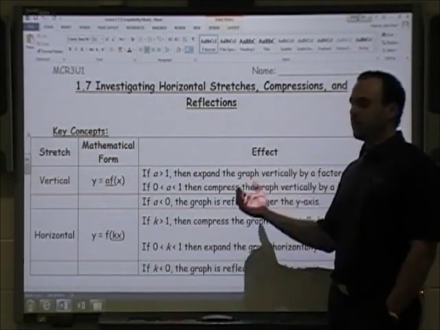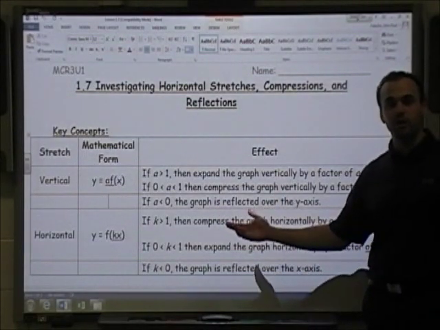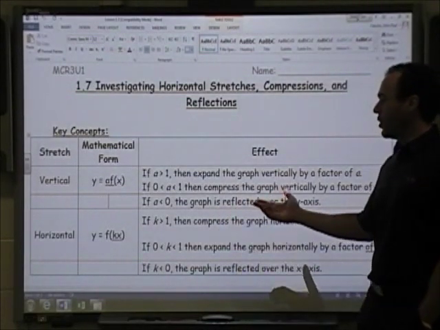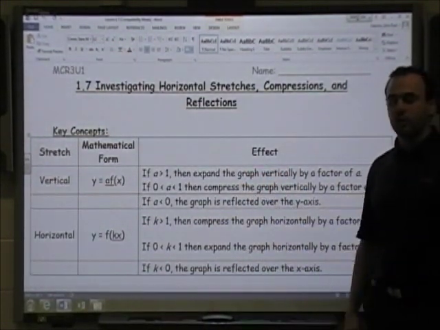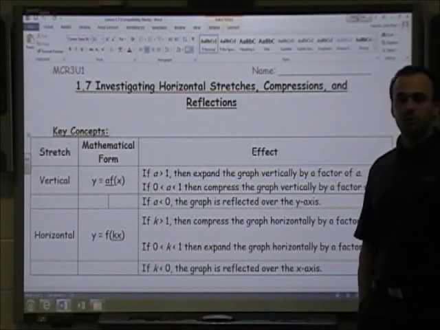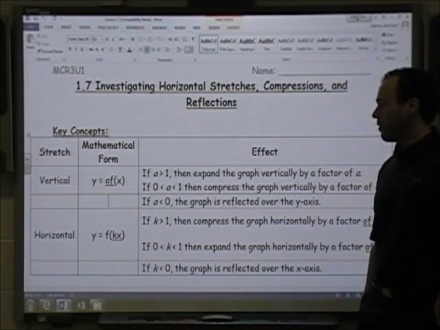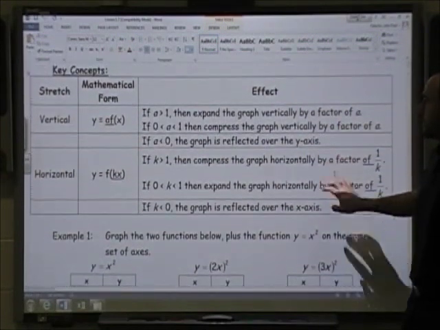And not only will you have to be able to perform this transformation to parabolas, because that's what you started off transforming last year, you're going to have to be able to use these transformations in order to transform absolute values, the y equals square root x graph and the y equals 1 over x graph. So let's take a look at this. It says key concepts here.